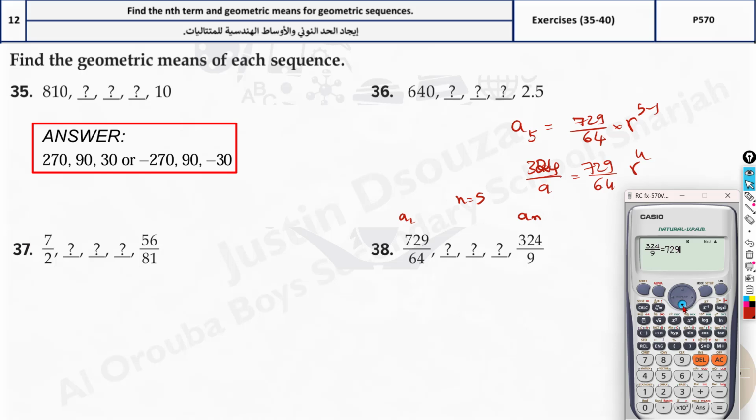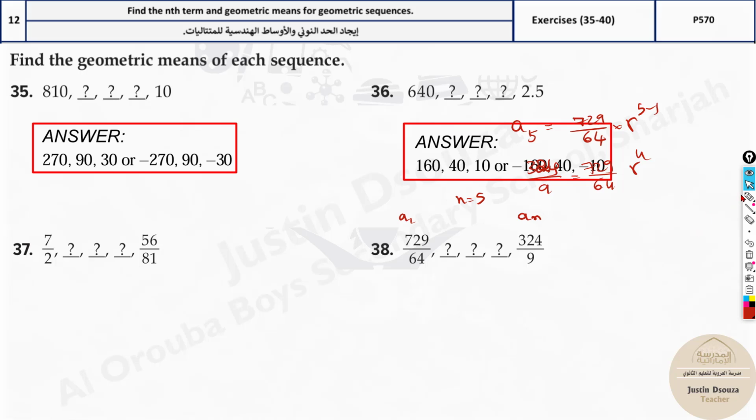729 divided by, okay, you should press this fraction symbol, 64 multiplied with the variable x to the power 5 minus 1, which is 4. Shift and solve. It'll take time. Now it's 1.33. That means it's 4 by 3. So that's the answer. Now if you want to check what is the fraction symbol, you can just put 1.333, a lot of threes, and it automatically gives you 4 by 3.